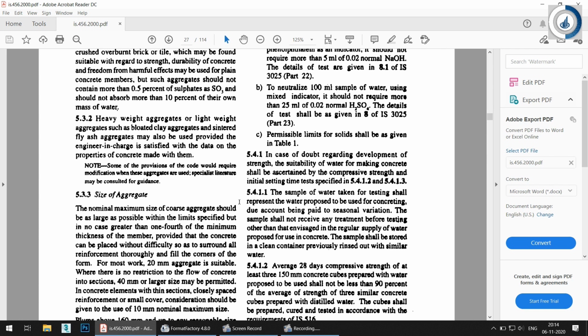The water should not receive any treatment before testing, and the regular supply of water proposed for use in concrete should be tested. So the water should not be treated before going for the testing, and the sample should be stored in a clean container previously rinsed out with similar water. So wherever you are storing the water, that particular vessel should be cleaned with similar water, or with the same water.